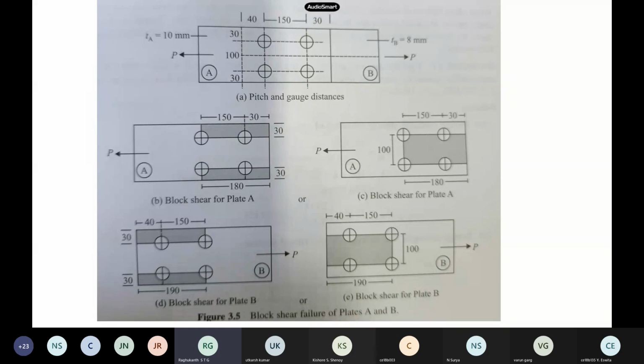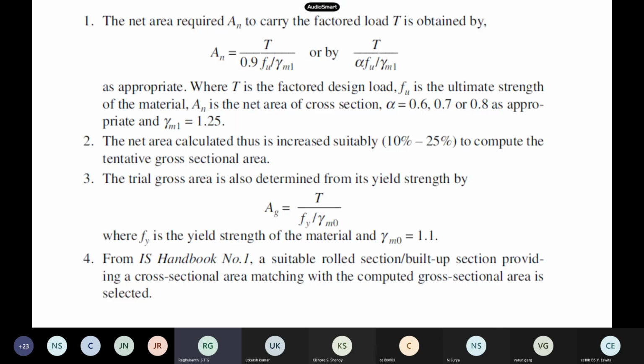Now we will find out. I think the time is over. We'll continue next class, where you will see how to calculate block shear for one plate and the other areas. So I will stop here.